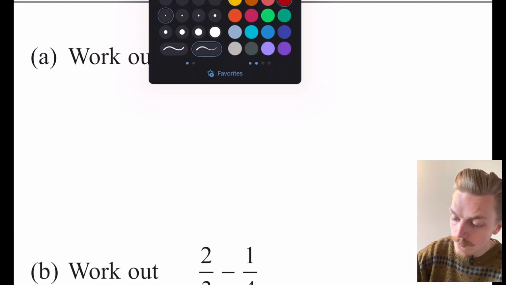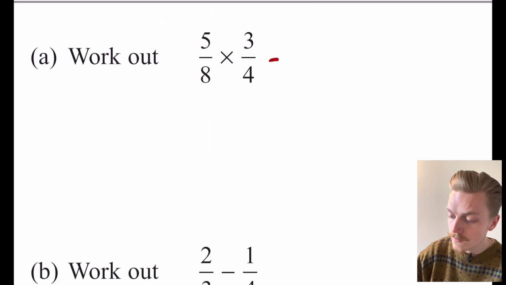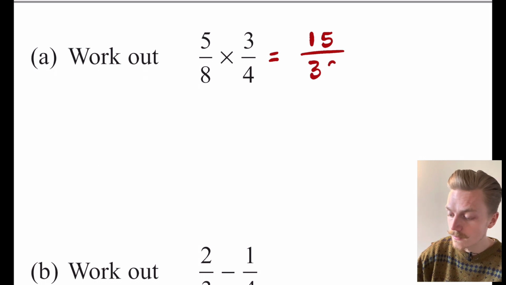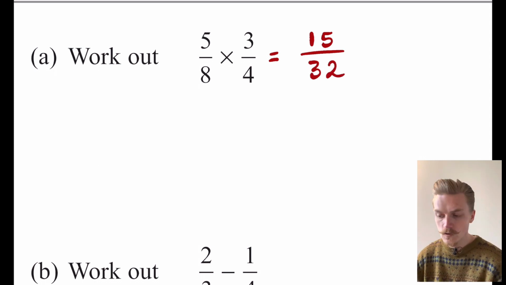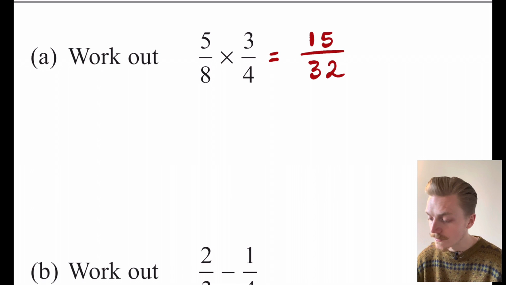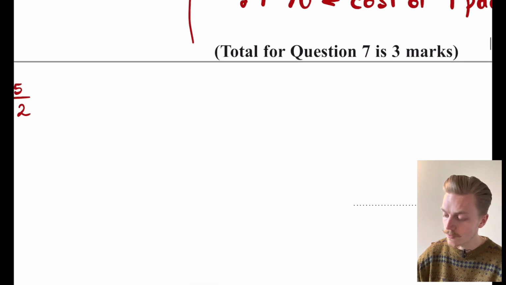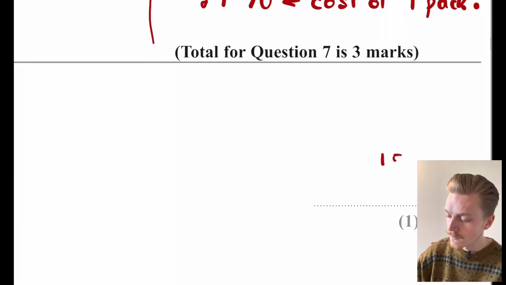It is just multiplying the numerators. So 5 times 3 is 15. And multiplying the denominators, 8 times 4 is 32, and that's my answer. Job done. It doesn't say to do it in its simplest form, and I don't think I can simplify that anyway. So 15 32ths, if you'd say it like that, 15 over 32.